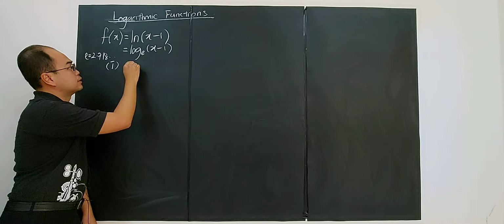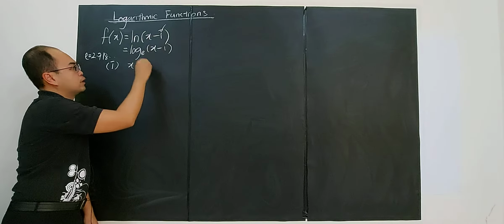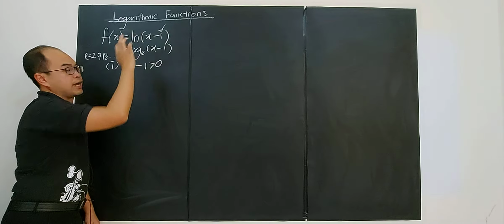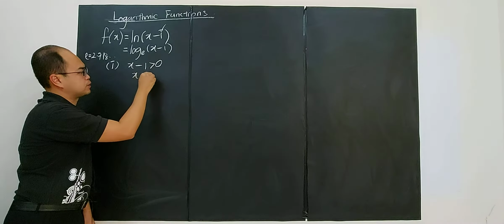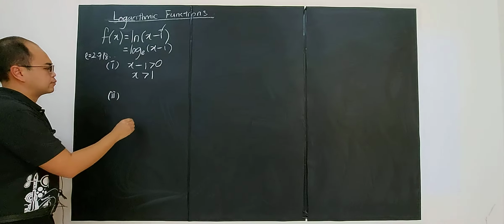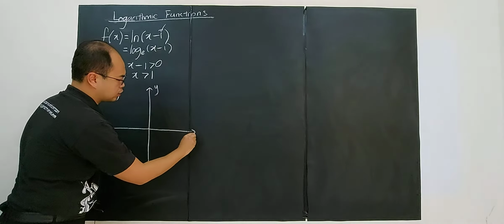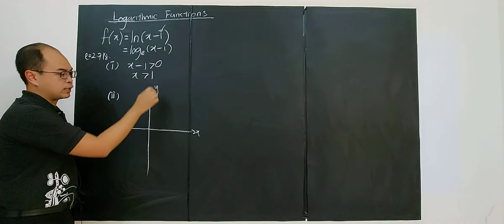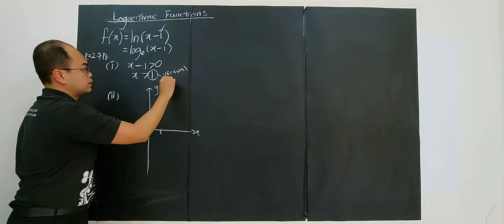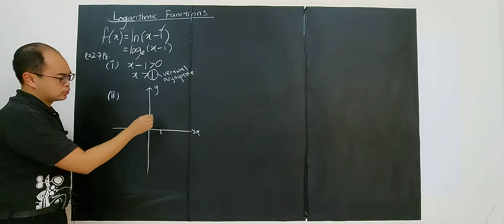The first thing is the input, the domain. The input has to be greater than 0. As you know, the value inside the log cannot be negative, so x must be greater than 1. This is the first thing. The second step is very simple. You sketch the graph, then you look at where the location of the graph is. You see that x is more than 1, so it means the 1 here refers to the vertical asymptote.